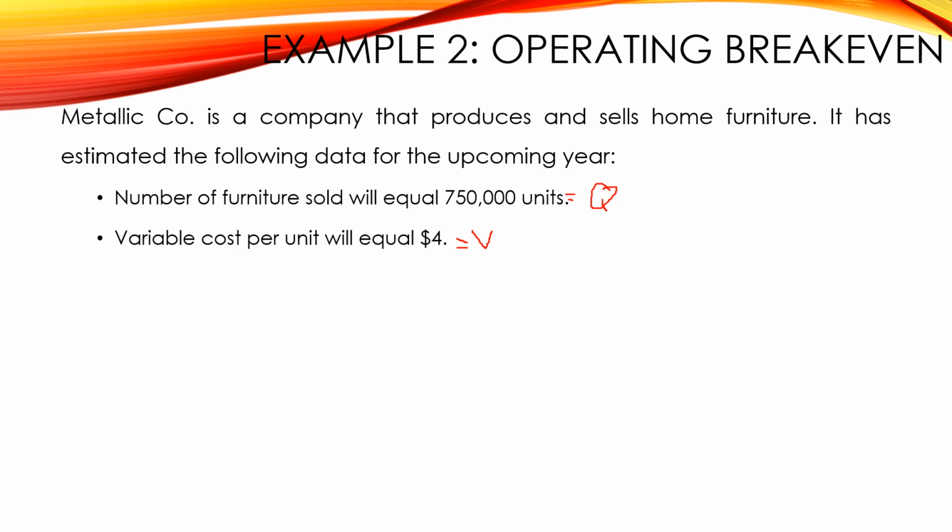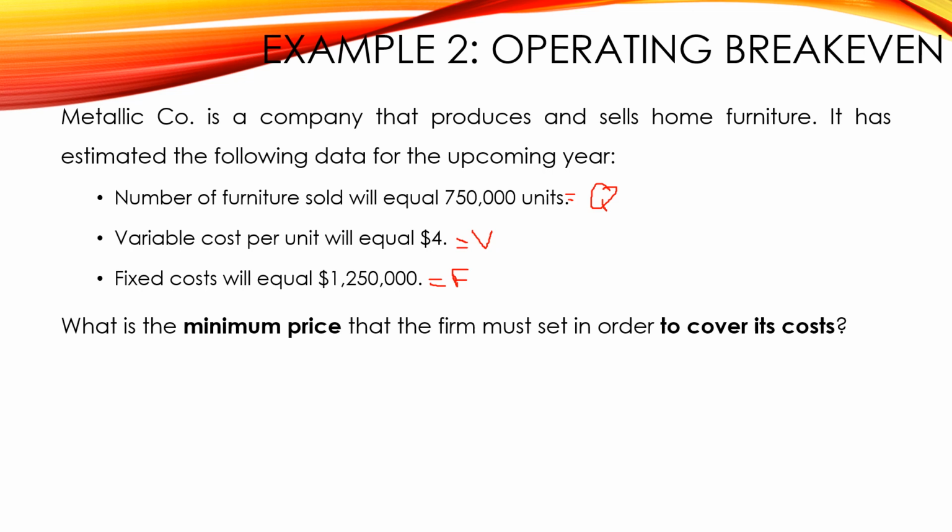To determine the variable costs or the total variable costs, we need to multiply V times the Q. The fixed costs or the total fixed costs are equal to $1,250,000. So this is the total fixed costs. The question is, what is the minimum price that the firm must set in order to cover its costs?